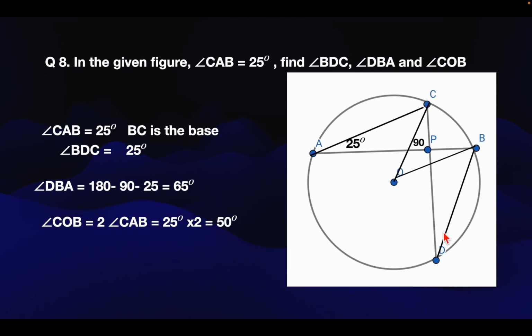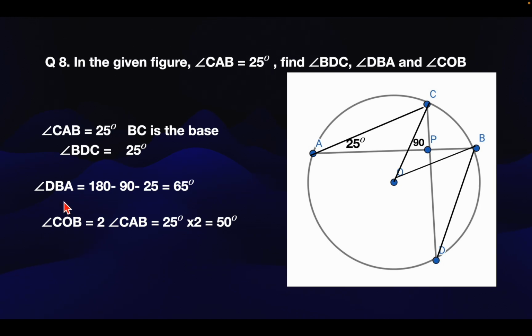See, this is the base. BC is the base. Can you see the angle which is formed here? 25. If this is the base, any angle formed on the circle at any point on the circumference will always be 25. That is the rule. From this base we can draw many angles of 25 degrees. So definitely this angle is also 25 because BC is the base for these two angles.